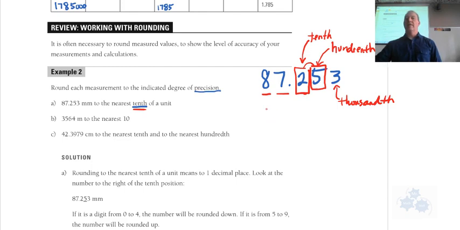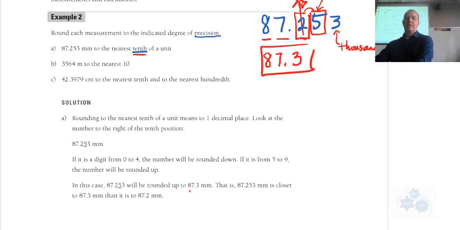So this is a 5, so that means we write this number as 87.3. This one goes up because of the 5. And there's your answer. All right? 87.3, and millimeters, of course.